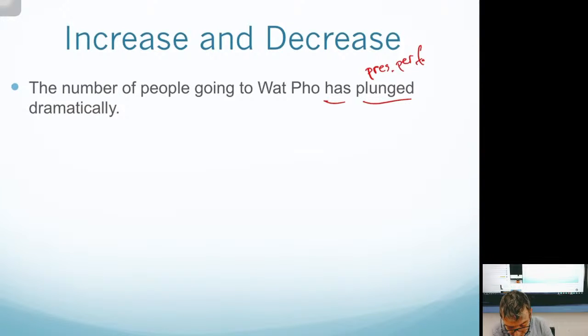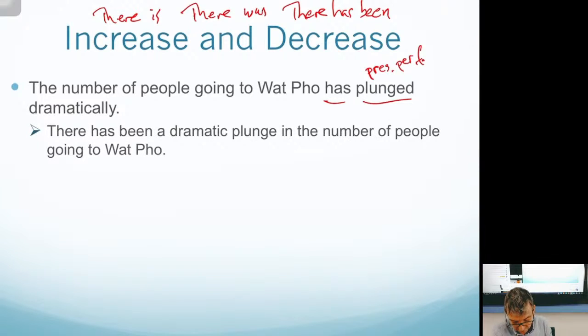So how can we change there is to present perfect? Past tense would be there was. Present perfect, there has been. So there has been a dramatic plunge in the number of people going to work.